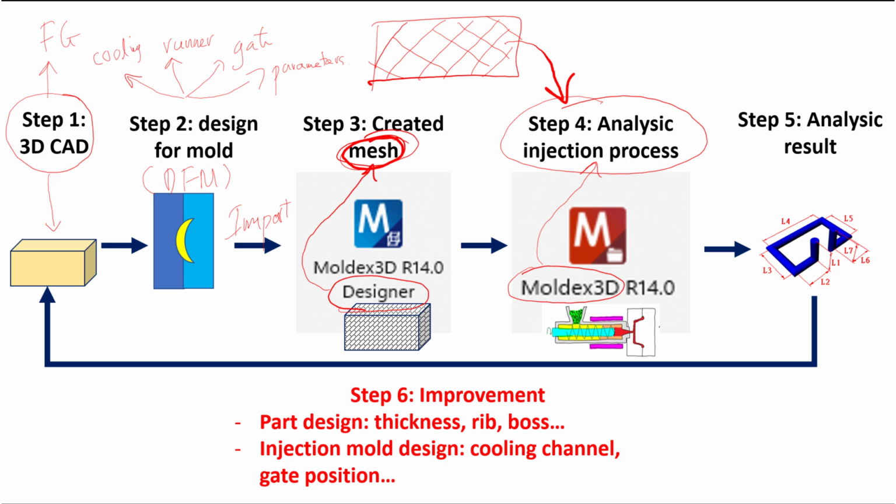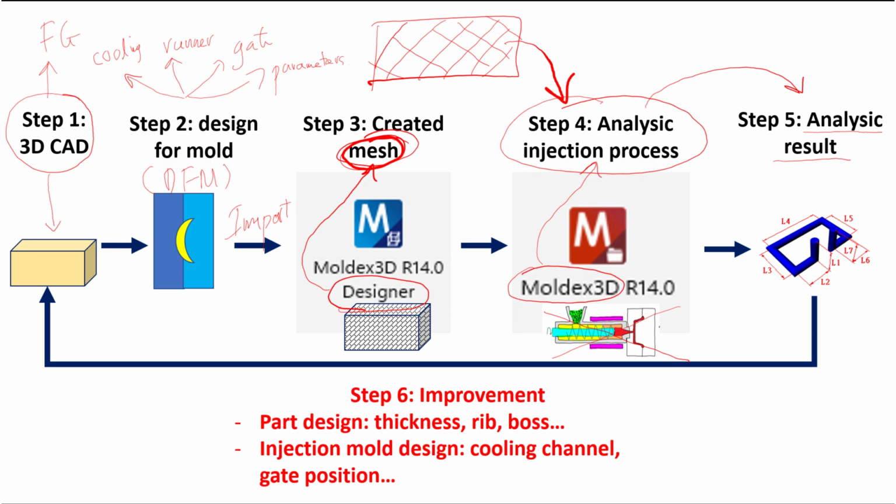In step 4, you can see that we do not need to use an actual machine. That is why I said using Moldex or CAE software can help us reduce cost. Finally, after finishing step 4, you will receive the result. Then comes step 5: based on your experience and your purpose, you will study the result of step 4 and get your analysis result.